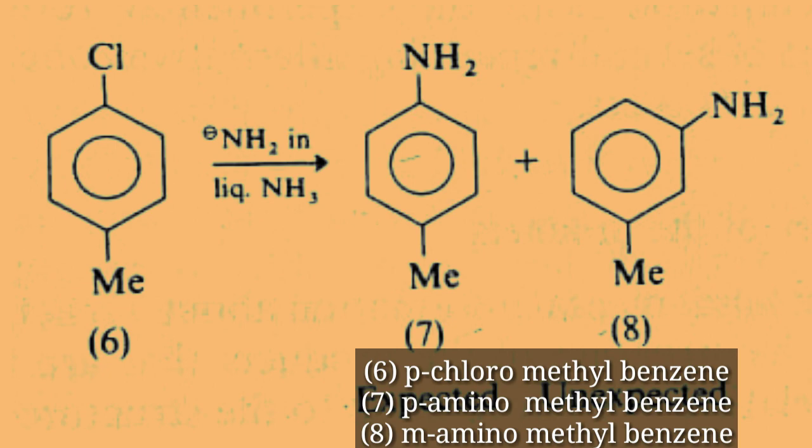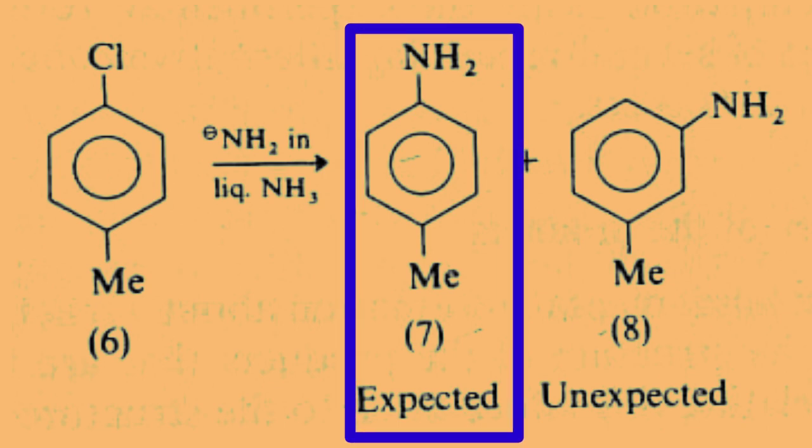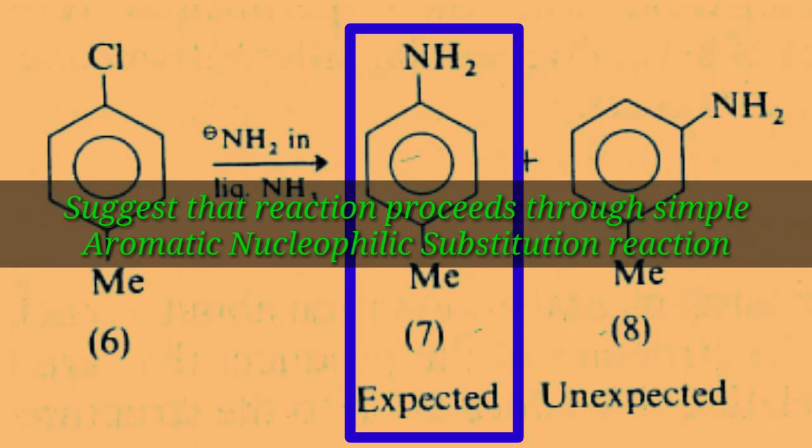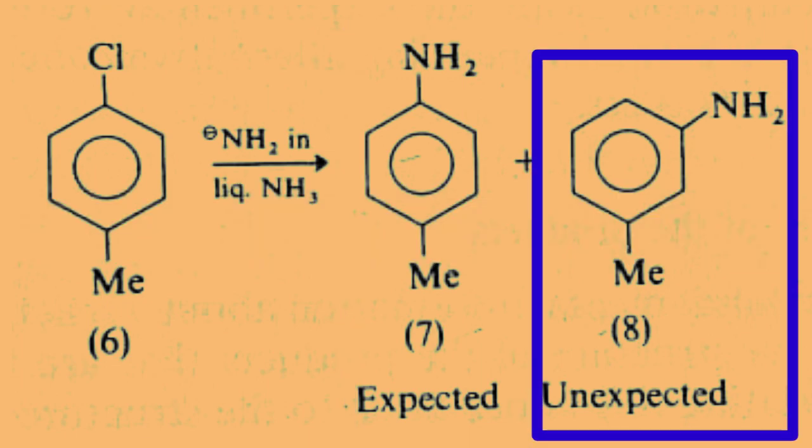meta-aminomethylbenzene. Here, the presence of only one product, that is para-aminomethylbenzene, would suggest that the reaction proceeds through simple aromatic nucleophilic substitution reaction, but the presence of the unexpected product, that too in larger amount, demands another mechanism.